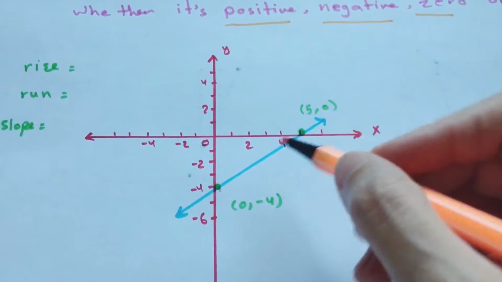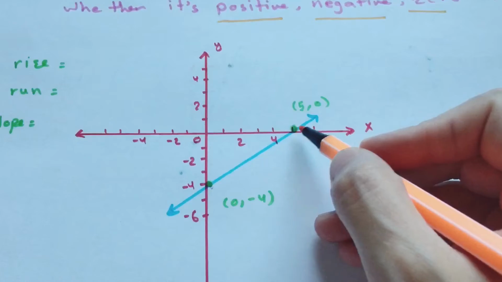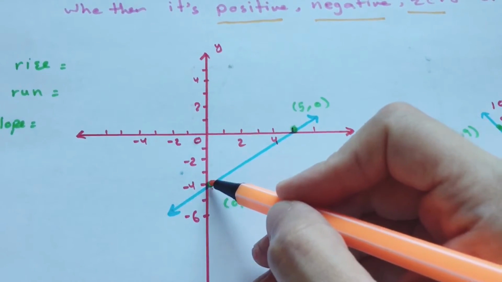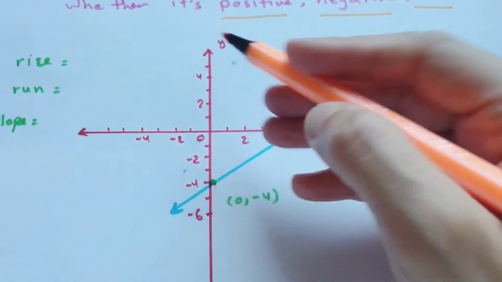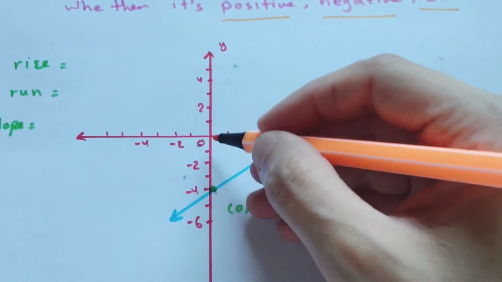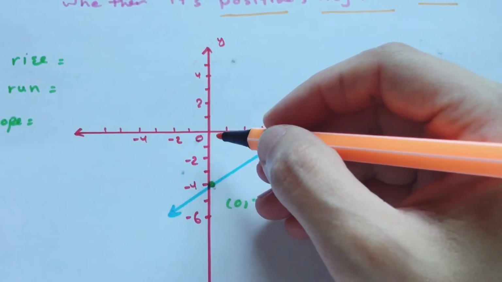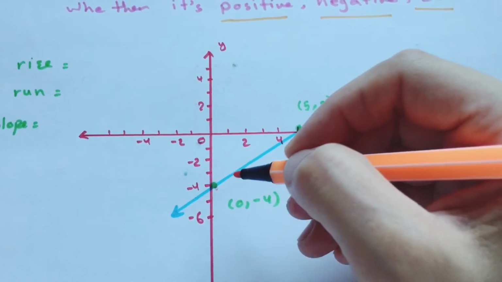Let's see how. So we have the first point 0, negative 4. The second point is 5 and 0. I'm going to go from this point to this point. First of all, I'm going to find the rise. How to find the rise? Rise means I'm going to go up or down. If you go up, the number will be positive. If you go down, the number will be negative.